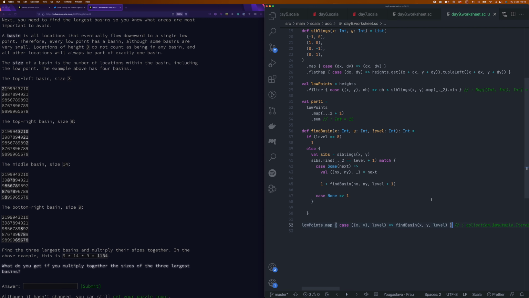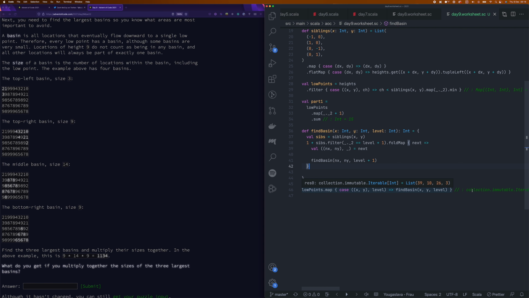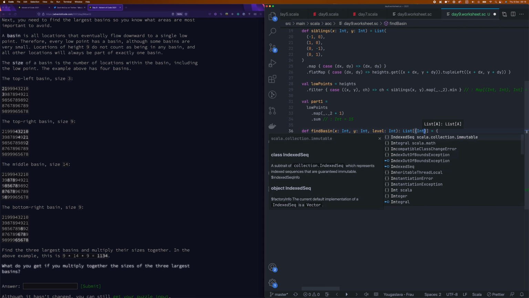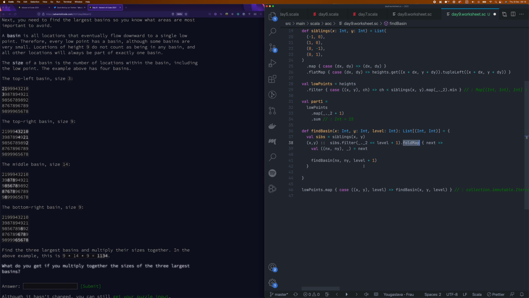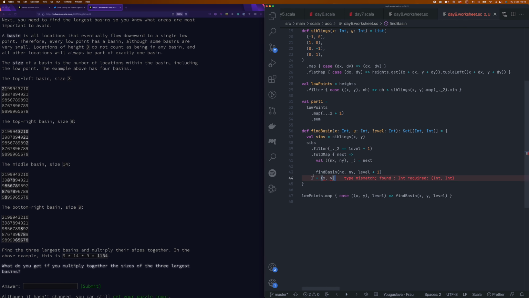Initially, I wanted the whole function to return an int, the amount of positions in the basin, but then I realized that it would have been more difficult to deduplicate items this way. So I changed this into a set of positions, and then the deduplication of a set happens automatically, so I didn't have to worry about that at all. So I would just put the whole positions into that set, returning the current position if there are no siblings, and if there are more siblings, I would add this current position to the set that would be returned by the recursive call.